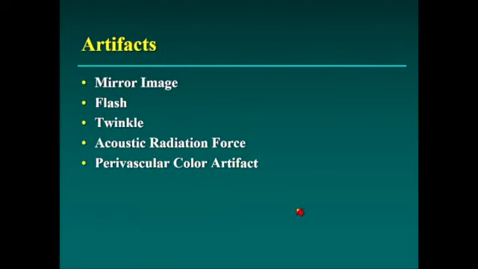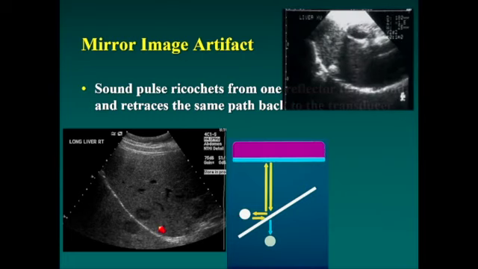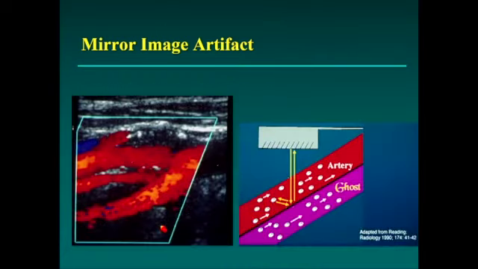Now I'm going to talk a little bit about artifacts and end with that. These are artifacts specific to color and power Doppler. This one is not. This is mirror image artifact. We've all seen that in grayscale, but I just want to point out that there are mirror image artifacts that occur in color Doppler, and here it is.